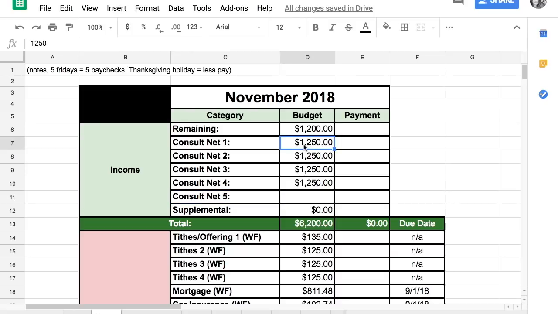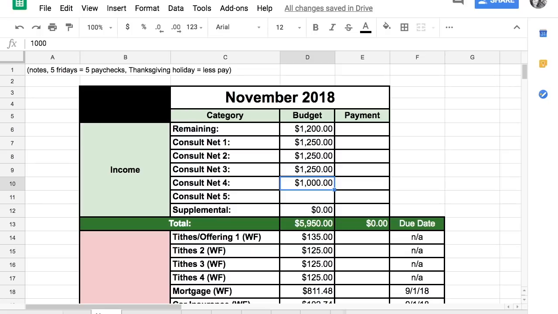So the first week he should make $1,250. The second week he should make $1,250, and the third week, I think that's when Veterans Day falls. So this next paycheck will get $1,000 because he is hourly, so he will not get that $250 for the day of Veterans Day.